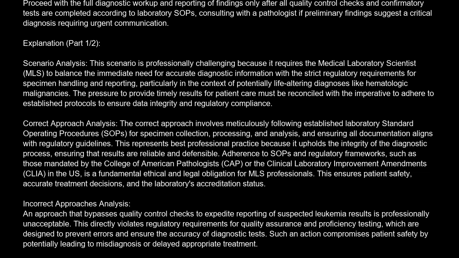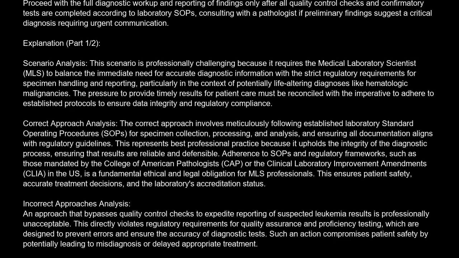The correct answer is D. Proceed with the full diagnostic workup and reporting of findings only after all quality control checks and confirmatory tests are completed according to laboratory SOPs. Consulting with a pathologist if preliminary findings suggest a critical diagnosis requiring urgent communication.